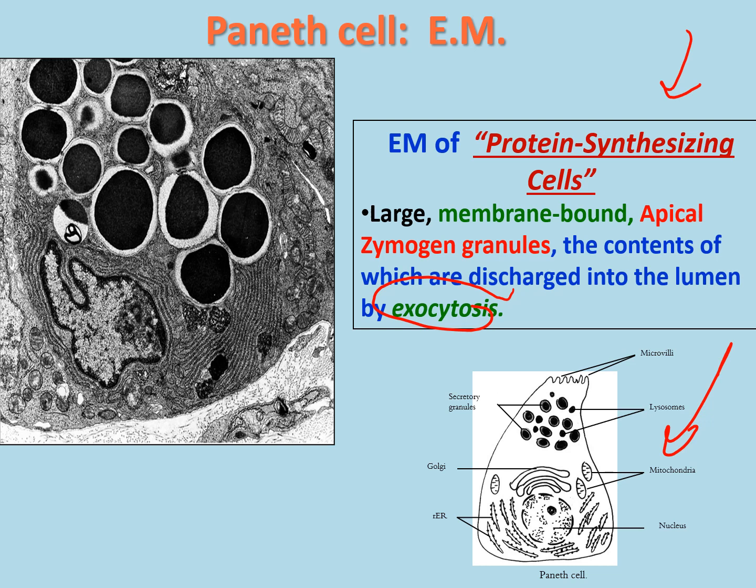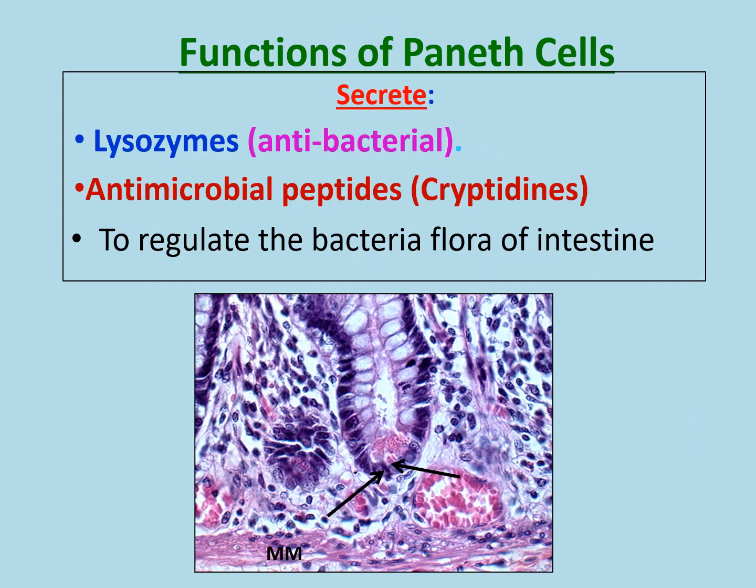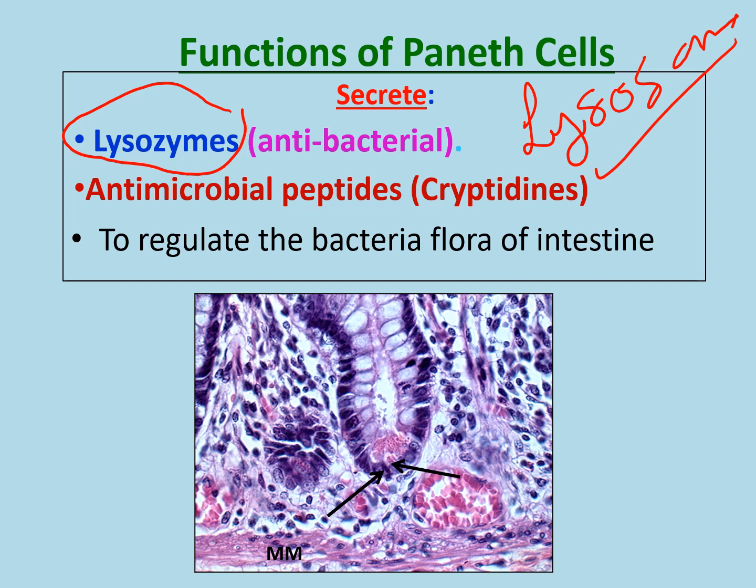What is this protein which is going to be discharged out of the cell by exocytosis? What is the function of this cell? This cell secretes lysozymes. Take care here: this is lysozyme, not lysosome. Lysozyme is an antibacterial peptide. Lysosome is written like that. In addition to lysozyme, it secretes an antibacterial peptide called cryptidin. It regulates the bacterial flora of the intestine.